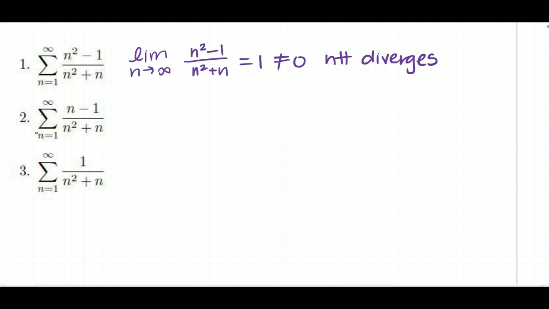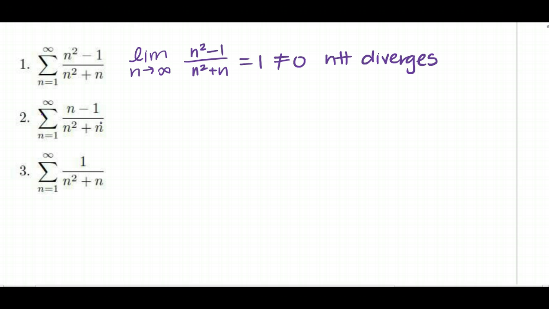Looking at number 2, I have the sum of n equals 1 to infinity of n minus 1 over n squared plus n. So again, not geometric, not a p-series, not telescoping. So we would try the nth term test. We can go ahead and look at the general term to decide if the nth term test would help us. And this general term here would be going to 0 because the degree in the denominator is bigger than that in the numerator. So the nth term test really wouldn't tell us anything.